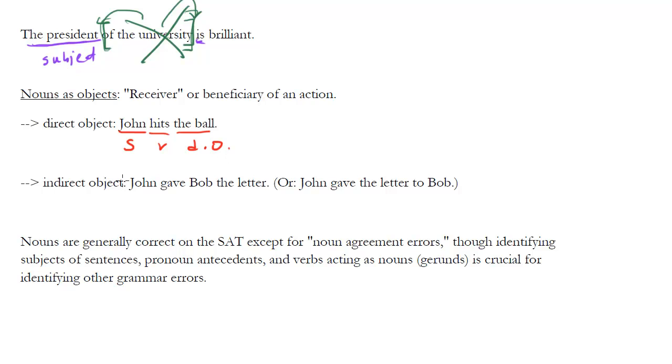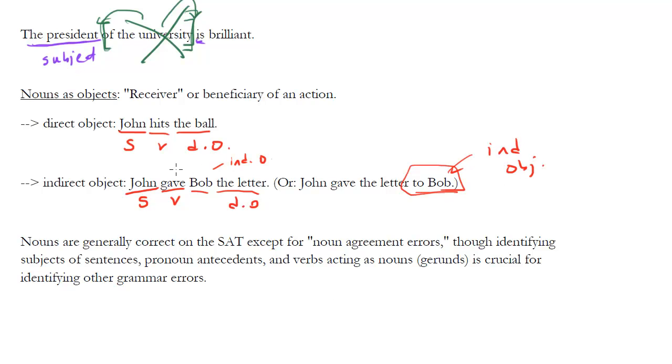An indirect object is pretty much the beneficiary of an action. The action isn't directly affecting them, but they are in some way involved in it. So an example: John gave Bob the letter. So John is our subject. Gave is our verb. What did he give? Well, he gave the letter, so this is our direct object. And Bob in this example is the indirect object. He is the person who is the beneficiary. The letter is given to him. So you could also write this sentence, John gave the letter to Bob. There's our indirect object.